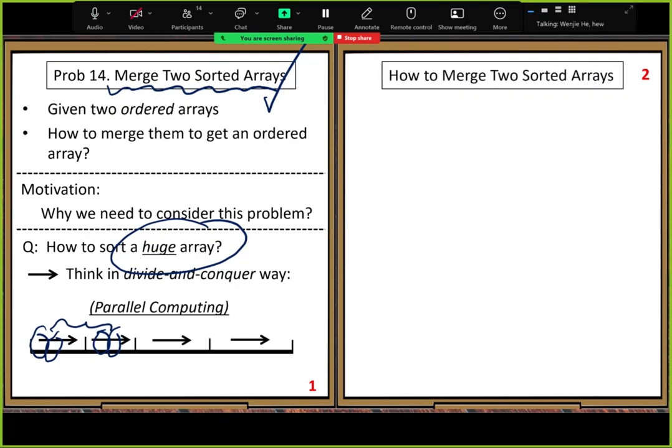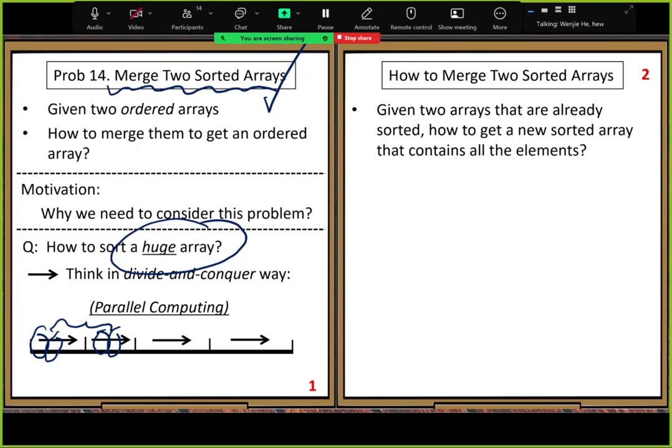How to merge two sorted arrays? Given two arrays that are already sorted, how to get a new sorted array that contains all the elements. Let's consider this merge operation. Here, we need to take advantage of the structured data. The ordered data is the structured data. How do we take advantage of that structure?